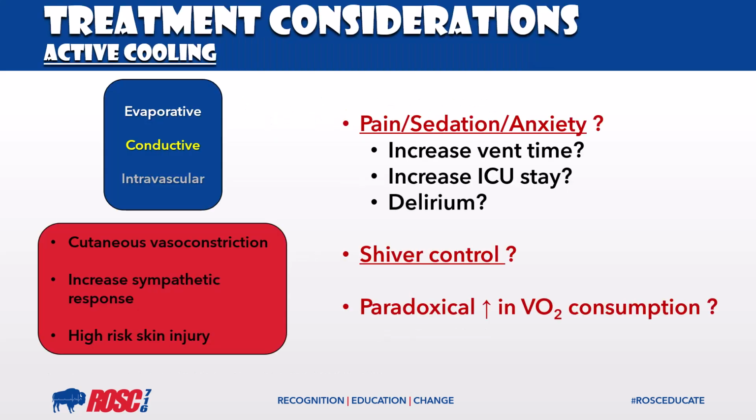Moving on to further treatment considerations, active cooling. Within active cooling, we have evaporative cooling, which in the old days used rubbing alcohol that would evaporate and cool the skin. We have conductive, which is the mainstay of today's technologies. This would include a cooling blanket or cooling wraps. And then lastly, intravascular cooling, which is usually more reserved for TTM patients.